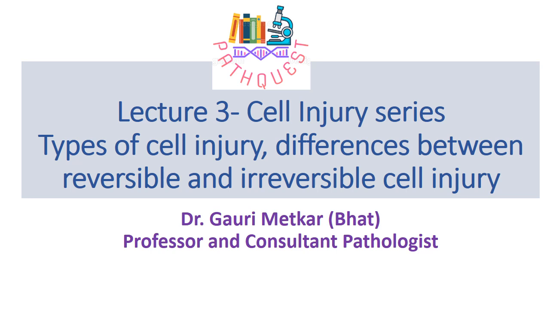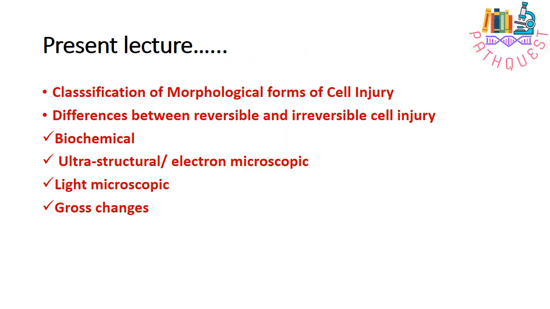This is the third lecture in the lecture series Cell Injury. I will be discussing the classification of morphological forms of cell injury, and the differences between reversible and irreversible cell injury, which include biochemical changes, ultrastructural changes which are detected by electron microscope, light microscopic changes, and gross changes.